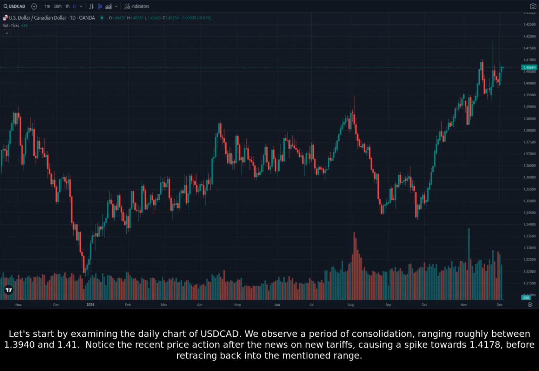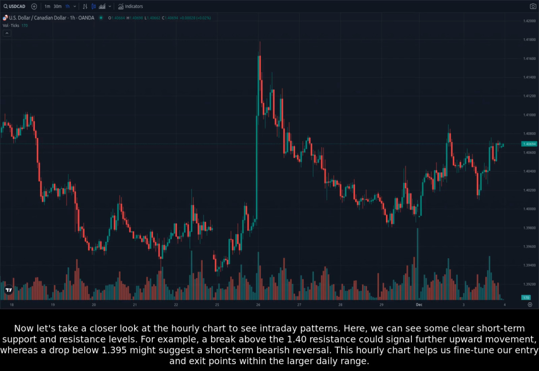Let's start by examining the daily chart of USDCAD. We observe a period of consolidation, ranging roughly between 1.3940 and 1.41. Notice the recent price action after the news on new tariffs, causing a spike towards 1.4178 before retracing back into the mentioned range. Now let's take a closer look at the hourly chart to see intraday patterns.